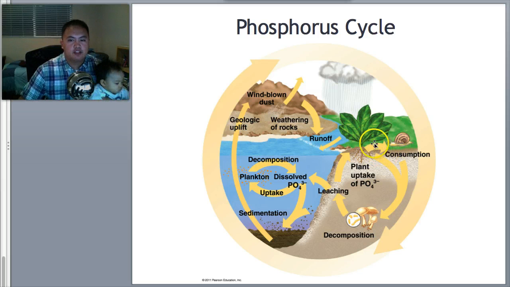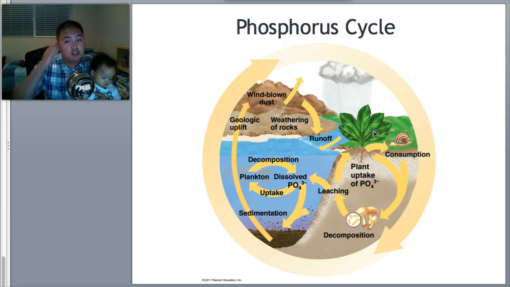We consume it, the plants use it, they die, and after years, they turn into rocks in the soil, which goes into the ocean, which is geologically uplifted, which by wind and by rain flows back into the soil. So the phosphorus cycle, think rocks, think the boring cycle. It doesn't really move and go anywhere.